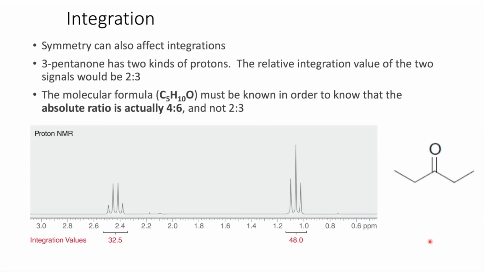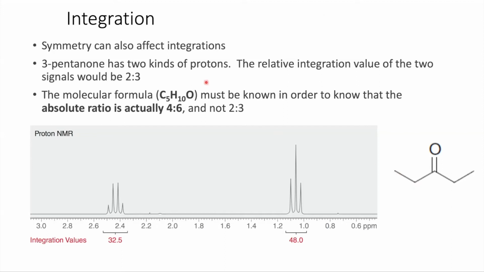Another thing we have to think about is that symmetry can also affect our integrations. For the example of 3-pentanone shown here, we have 2 different types of protons. We have this CH2 and this CH2 that are equivalent, and then we have the 2 methyl groups at the end that are also equivalent. So the relative integrations should be 2 to 3. But in fact, it's 4 to 6. And so the actual ratio is 2 to 3.